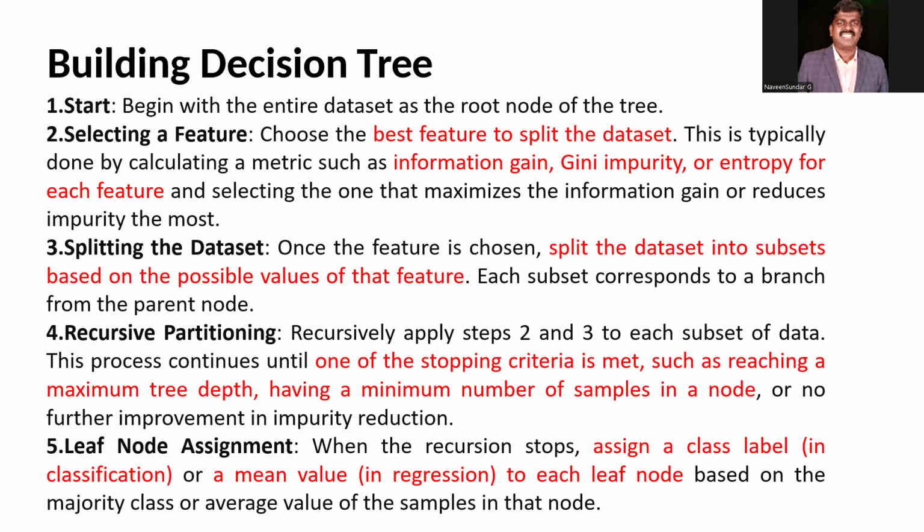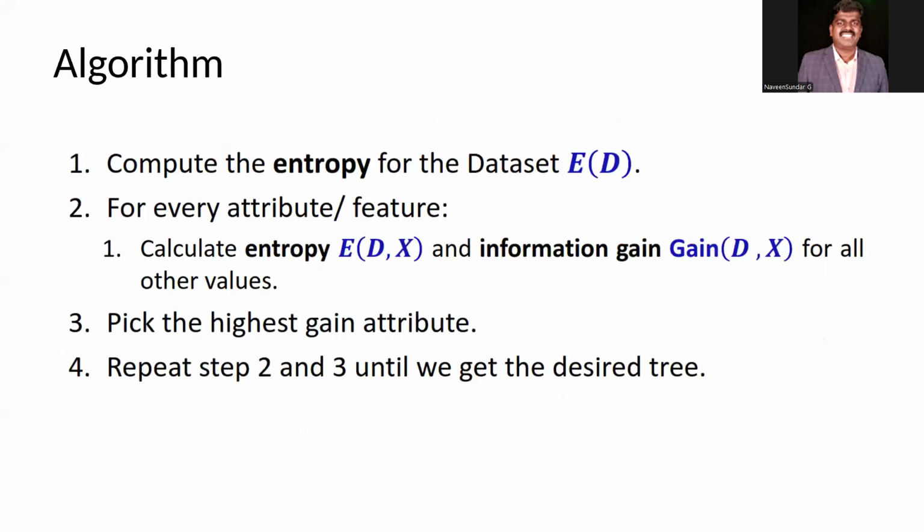Then the leaf node assignment, when the recursion stops, means assigning the class label in classification or a mean value in regression. As I told you, it supports both classification and regression. So we call it a class label in classification, and in regression a mean value, assigned to each leaf node based on the majority class or the average value of the samples in that particular node. So this is the algorithm.